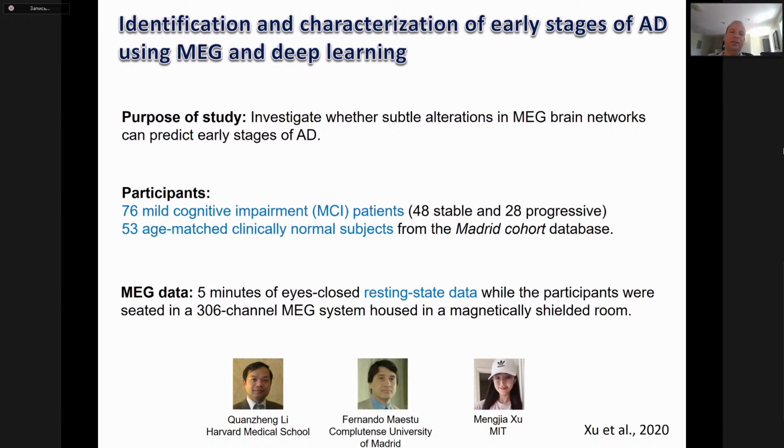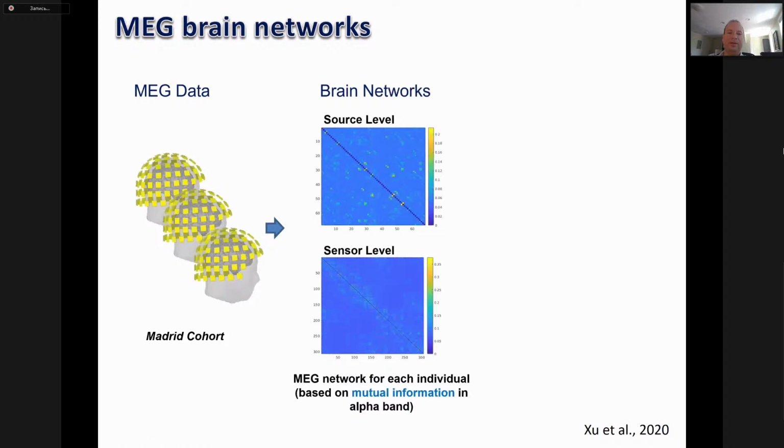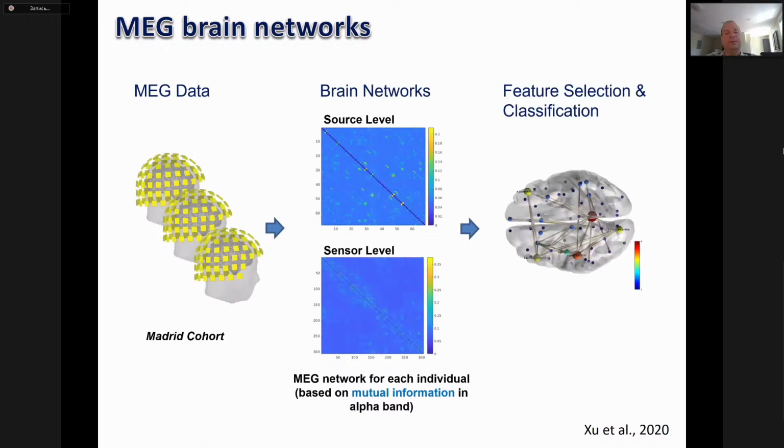So we wanted to see alterations of MEG brain networks and how they can predict stages of AD. The data set in this case was 76 mild cognitively impaired patients and 53 age-matched clinical controls. And the MEG data was resting state data collected for 5 minutes. And these data were used to generate brain networks. And these brain networks produce features that would be valuable for classification. But these are complex high-dimensional data, and our aim was to find better representations to see whether different patients and controls can be classified.